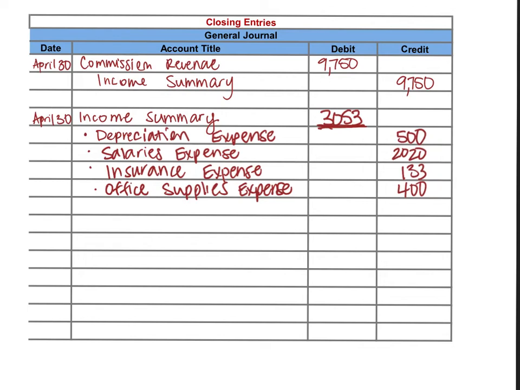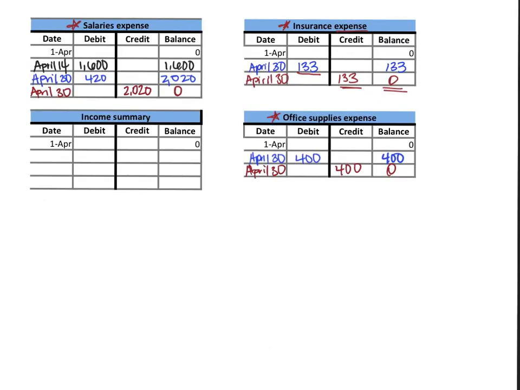All right, so now I'm going to go back over to my ledger, and I'm going to make sure that in my ledger or T accounts all of my expenses and all of my income have been zeroed out. All right, so I've entered all my journal entries into my expense accounts, and all of the balances are now zeros.